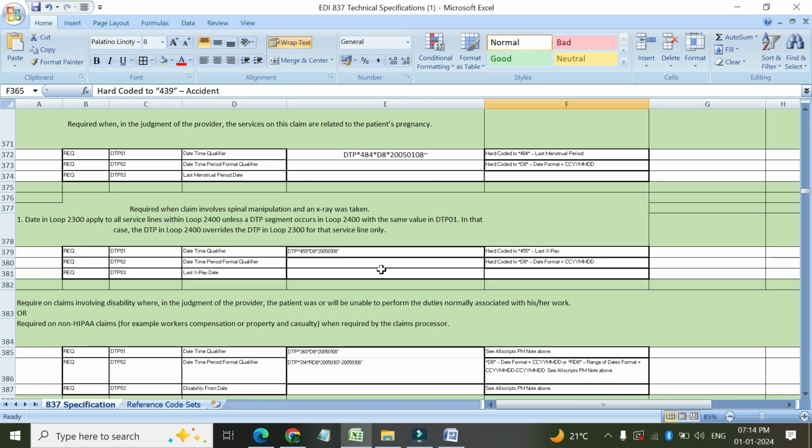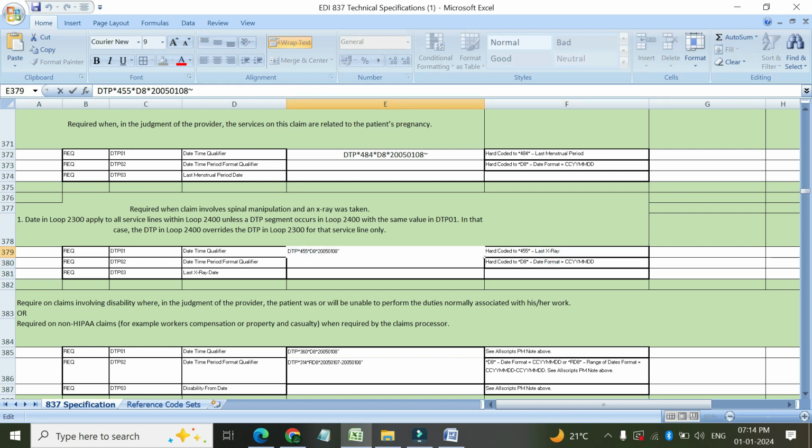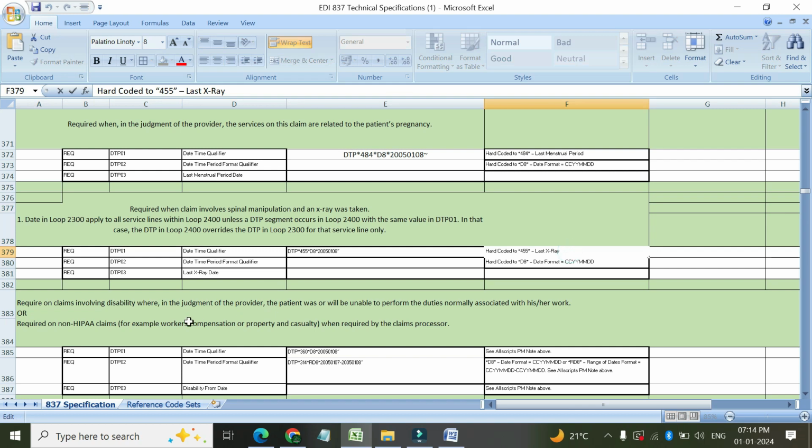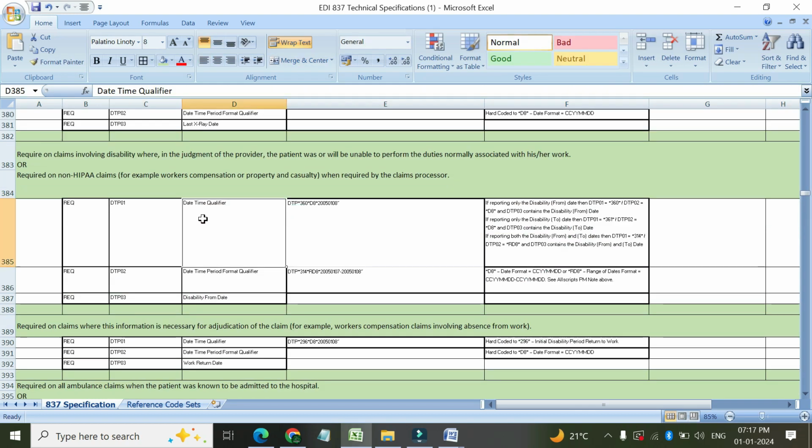Last X-ray date, qualifier 455, segment name DTP, loop 2300. Required when the claim involves spinal manipulation and an X-ray was taken. Pretty simple. Whichever claims require an X-ray to be taken, or have radiology services billed on them, this X-ray date is required.